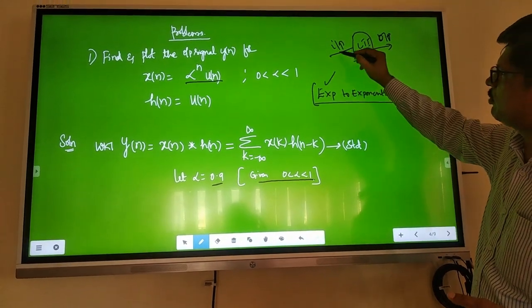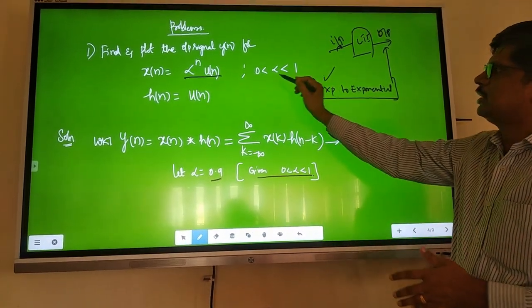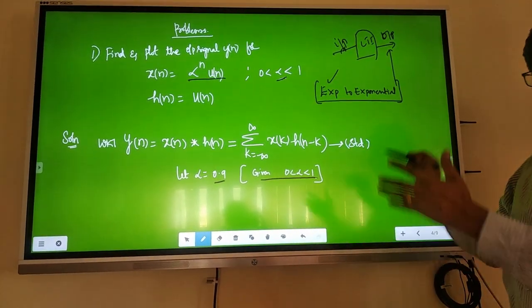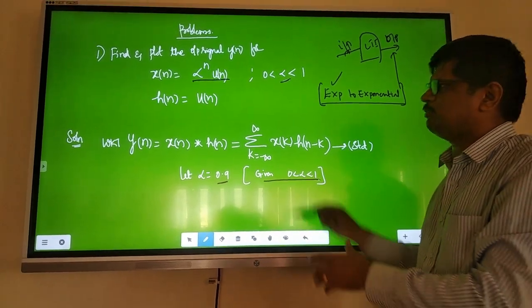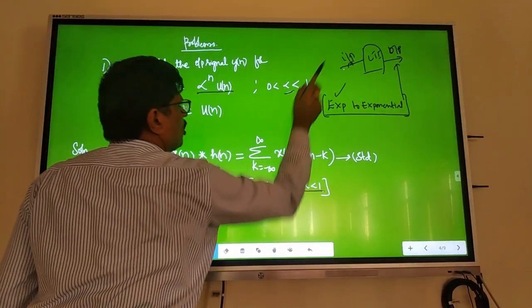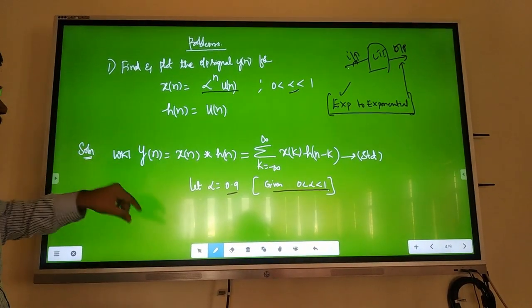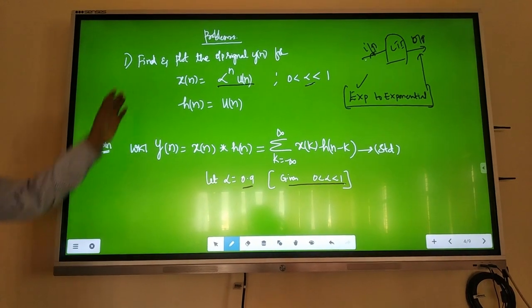Exponential to exponential, what is the meaning? If we give an exponential input, we get an exponential output for alpha from 0 to 1. That's the limit. Now let me explain this through one example: how to give exponential input and how to get exponential output of LTI systems. Well, let us use all that and we'll see.